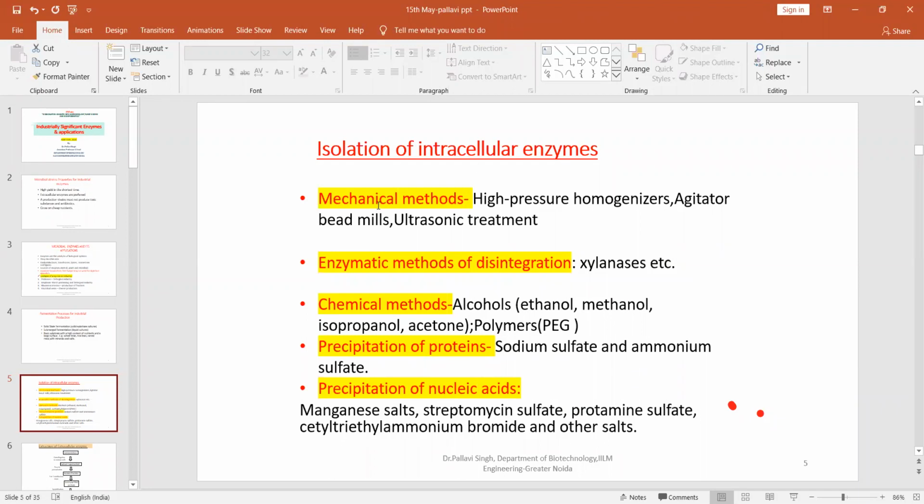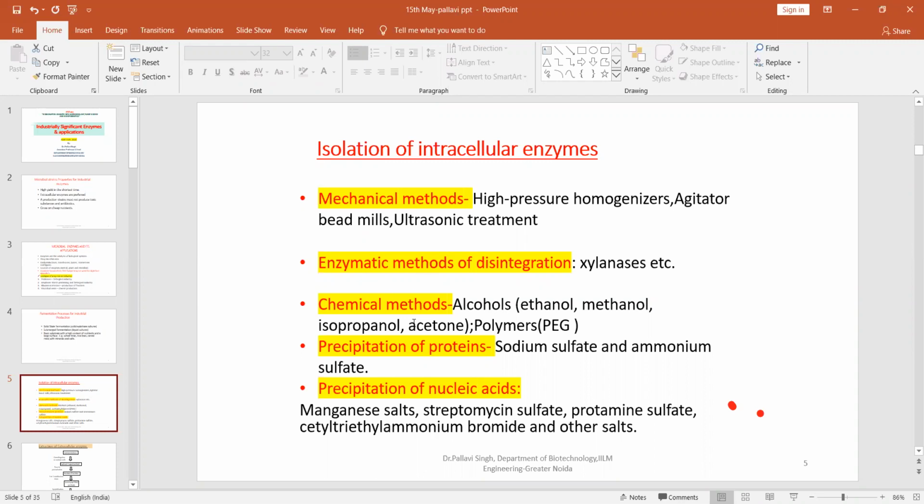We can use mechanical methods whereby we homogenize the cells under high pressure so that the cells break down, or you can use an agitator, or you can use ultrasonic treatment to break the cells. So first we need to break the cells to extract our intracellular enzyme.